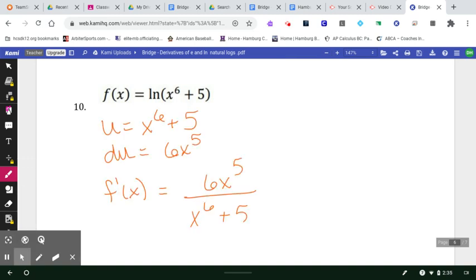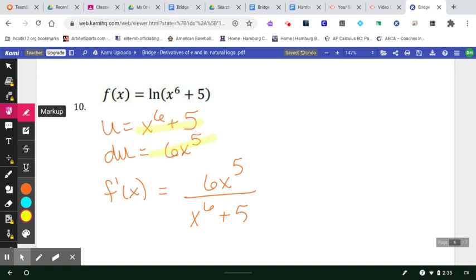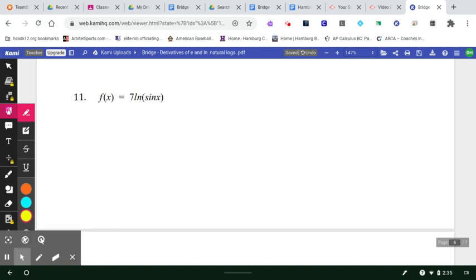So I identified my u and my du, and then I literally just wrote the du over the u. Now there's nothing to clean up because of this plus sign. You cannot simplify these x's here. It literally is just done because of that plus sign. All right.